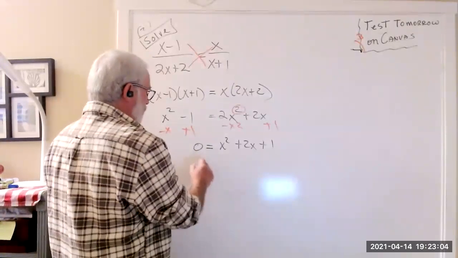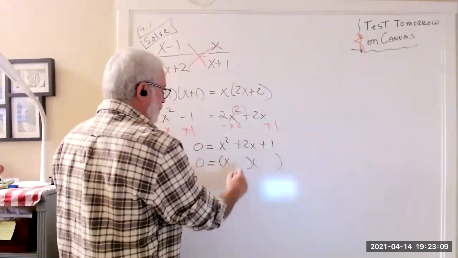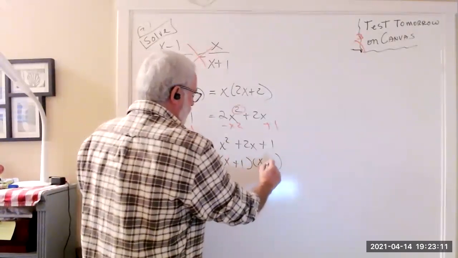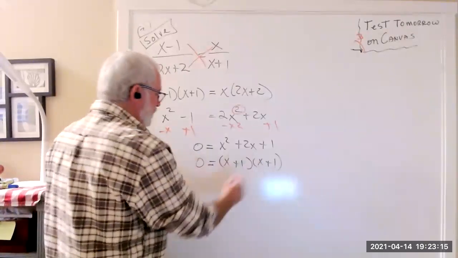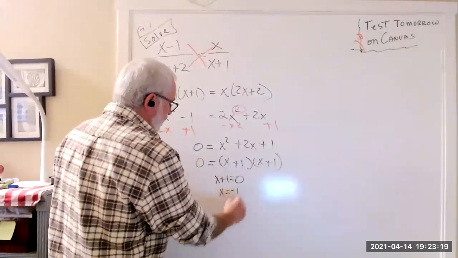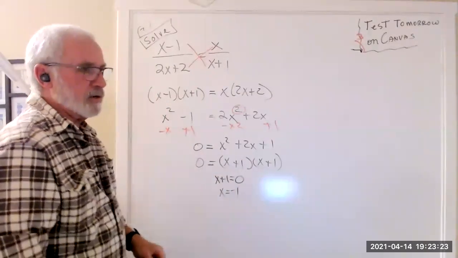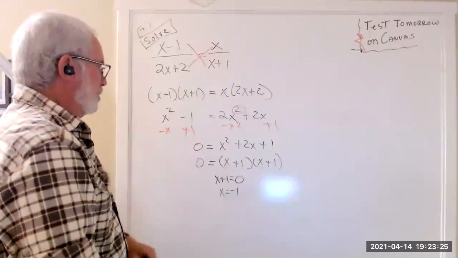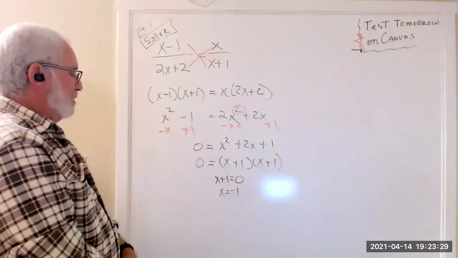All right. So this factors, you could use your calculator. So this is, I believe, x plus 1, x plus 1. Okay, set it equal to 0, x plus 1 equals 0. So x equals negative 1. Now, if you use your calculator, you still should have gotten negative 1. Are we okay? All right.